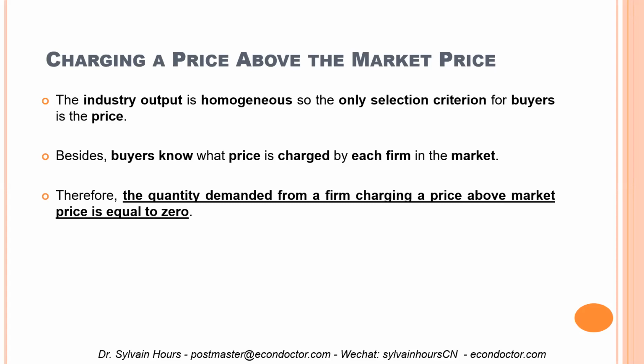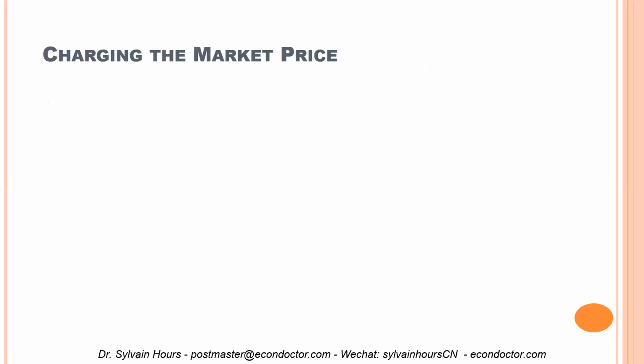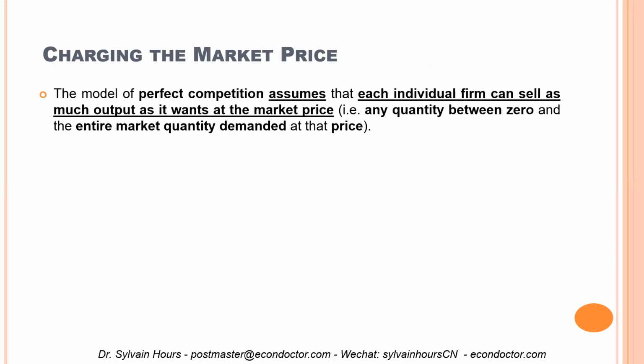This is again assuming that I am the only one charging a price above the market price. And in this case, we all understand that firms will never charge a price above the market price because they would not find anyone willing to buy from them. What happens if I charge exactly the market price? Market supply and market demand determine that the market price is $10, and I say, okay, I am going to charge a market price of $10. Well, in this model of perfect competition, we make an assumption, and we assume that in that case, if I charge exactly the market price, I can sell as much as I want.